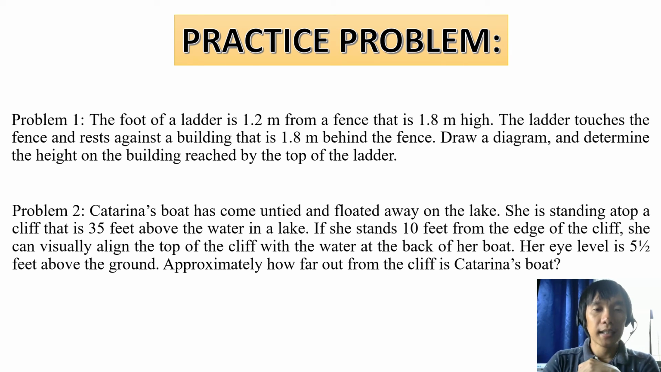The second problem is, Katerina's boat has come untied and floated away on the lake. She is standing atop a cliff that is 35 feet above the water in a lake. If she stands 10 feet from the edge of the cliff, she can visually align the top of the cliff with the water at the back of her boat. Her eye level is 5.5 feet above the ground. Approximately how far out from the cliff is Katerina's boat? So those will be your 2 examples to practice.